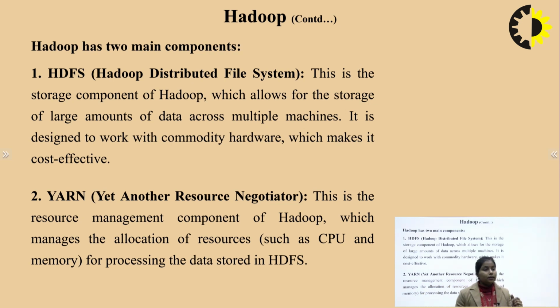Now we discuss the Hadoop Distributed File System. This is the storage component of Hadoop, which allows for the storage of a large amount of data across multiple machines. It is designed to work with commodity hardware, which makes it cost effective. The next component of Hadoop is YARN, that is, Yet Another Resource Negotiator. This is the resource management component of Hadoop, which manages the allocation of resources such as CPU and memory for processing the data stored in the Hadoop Distributed File System.